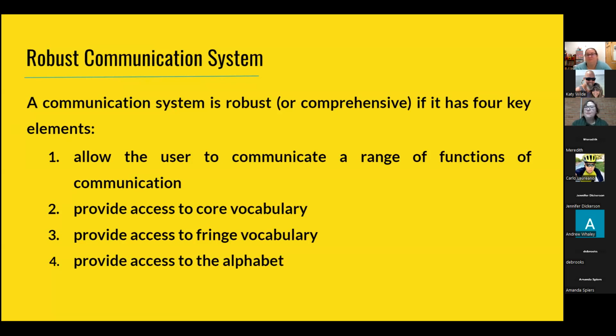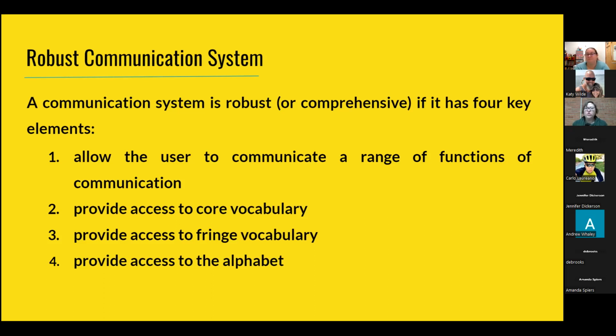What I mean by that is we want it to be able to express anything a child wants to say. And sometimes that might be hard to hear, especially as parents and as teachers too. But that's really their right to say as a person. They need to be able to express themselves. So for us, in defining a robust communication system, they need to have these 4 key elements.